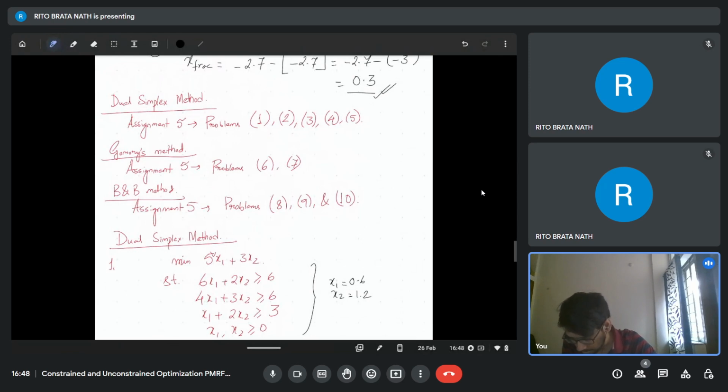Fourth one is again basic things that you need to know about dual simplex. 5 is fine. Sixth problem is on Gomory's method, and yeah, that one can be done with Gomory's method.